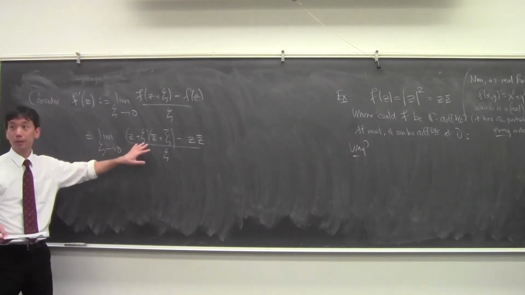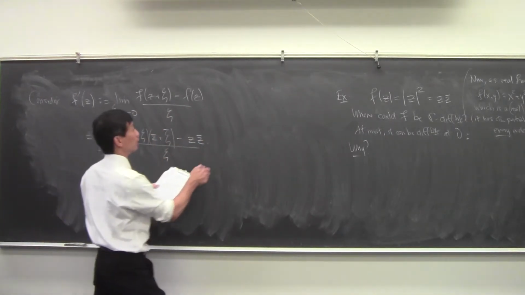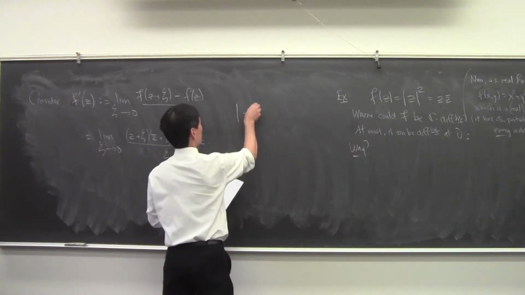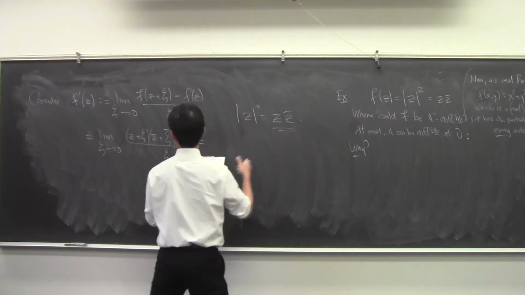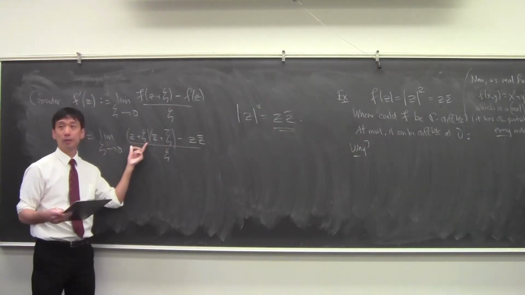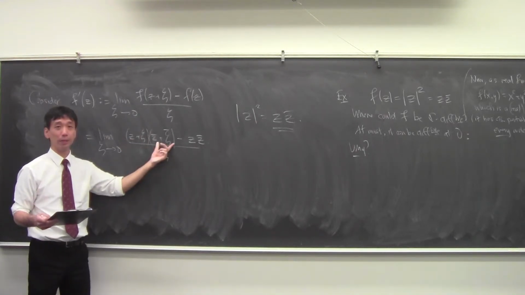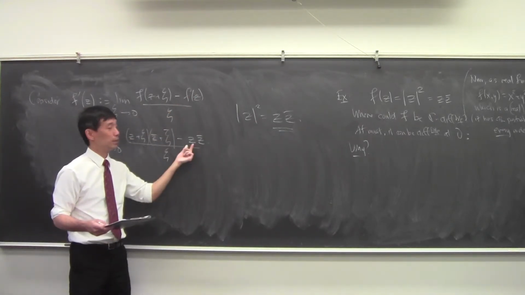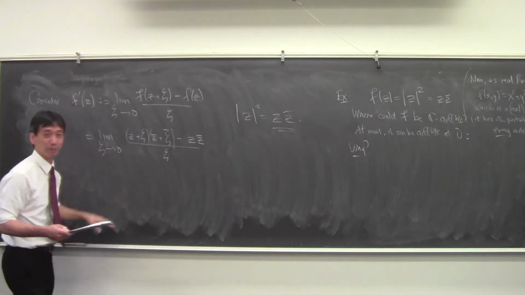Okay, so our function is modulus squared, which we said is the same thing as z times its conjugate. So f of z plus zeta is z plus zeta times the conjugate of z plus zeta. F of z is z times its conjugate. And we divide by zeta. Okay, we're just plugging in.